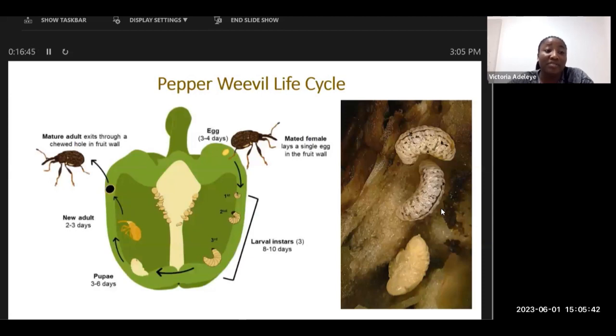So talking about the life cycle, the female lays a single egg in the fruit wall. Once the egg hatches into a larva, it moves into the fruit and starts feeding on the fruit tissues. It passes through all the immature life stages inside the fruit. So when it becomes an adult, it makes an exit hole on the surface of the fruit, and it comes out through this exit hole. The life cycle is about 15 to 22 days, depending on temperature and other food resources available. Here we can see in this picture to the right, 2 larvae and 1 pupa.